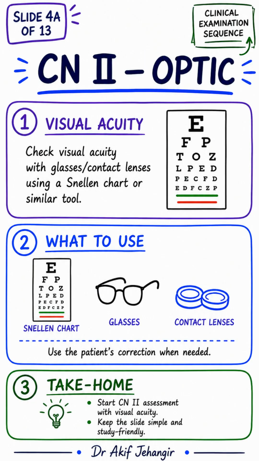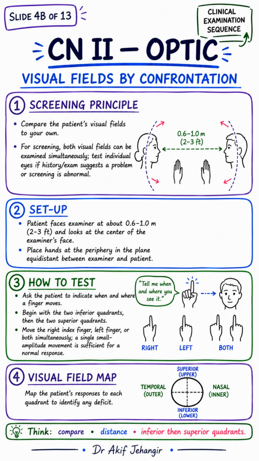For cranial nerve 2, start with visual acuity. Use the patient's usual correction, so glasses or contact lenses should be worn if needed. Check acuity using a Snellen chart or a similar tool. Then move to visual fields by confrontation.